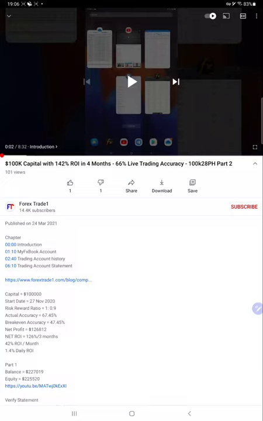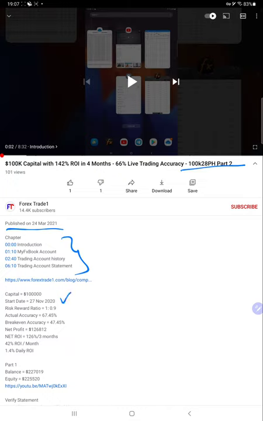So this is the strategy 15 update part 3. Part 2 we have already updated and it was published on 24th of March 2021. Complete detail regarding the introduction, my MyFxBook account history, statement, everything was mentioned in that. And the account was initiated from the 27th of November 2020.